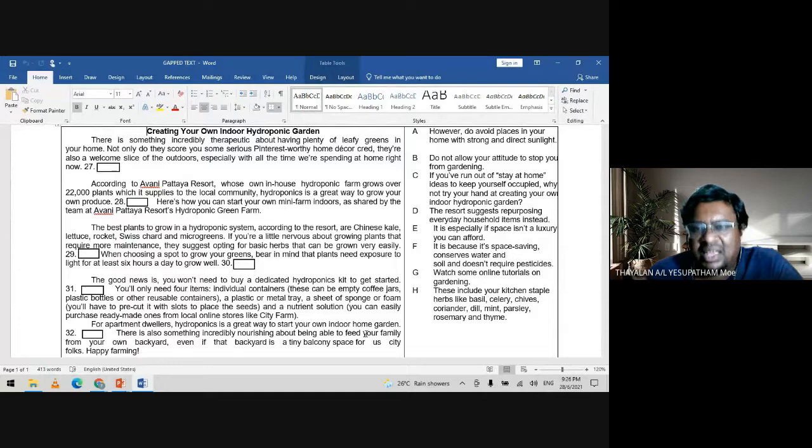The resort suggests repurposing everyday household items instead. Yes, sir. We'll hold it there yet. We'll go through other options as well. It is especially if space isn't a luxury you can afford. They're not talking about space. They're talking about hydroponics kit. So E is not the answer.